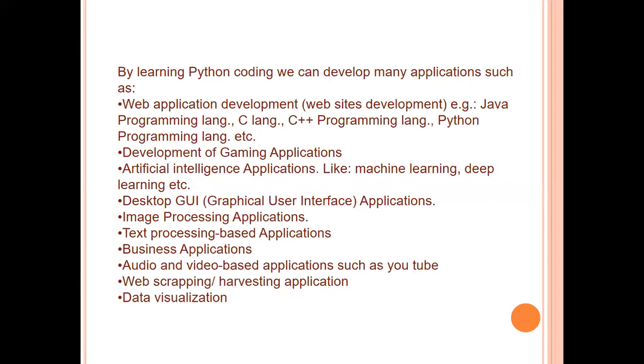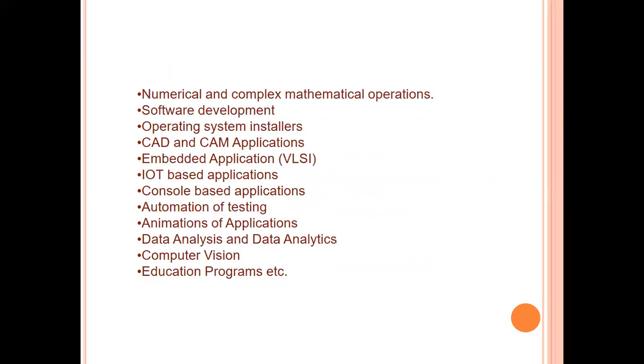Next is desktop GUI. What is the meaning of GUI? GUI means graphical user interface applications, which we can develop with the help of Python. Image processing applications, text processing applications, business applications. Audio and video based applications can also be developed with the help of Python, like YouTube. Web scraping, harvesting applications, data visualization. We can even solve numerical and complex mathematical operations.